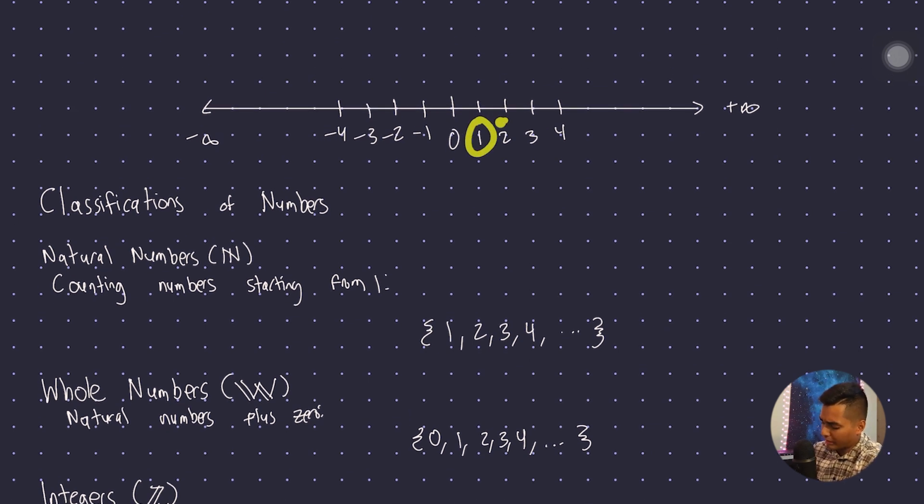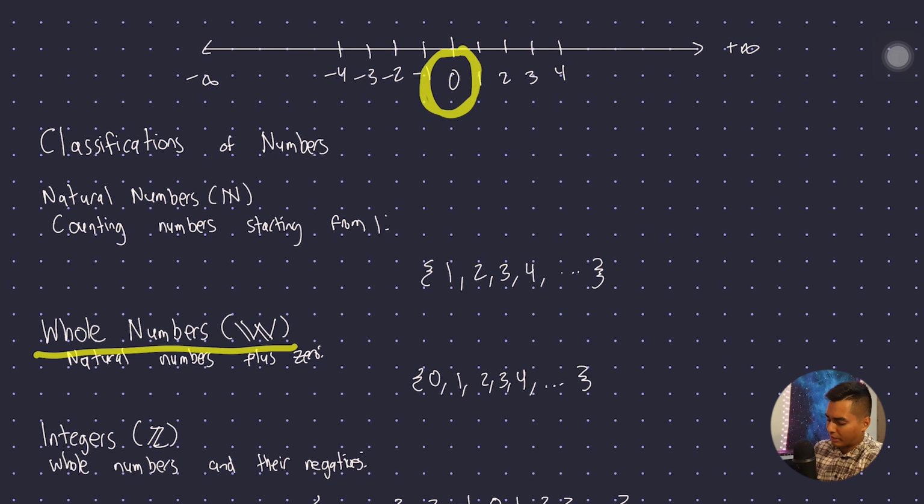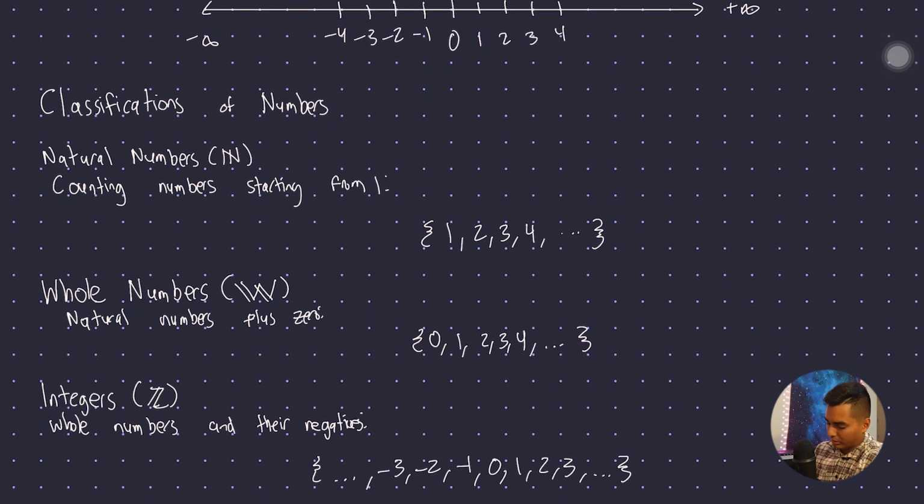And the number 1, 2, 3, and 4, well, these are indeed natural numbers because they're counting numbers. They're also whole numbers because they're included with the set of natural numbers plus 0, and they're also integers because they're included of all the whole numbers and their negatives.